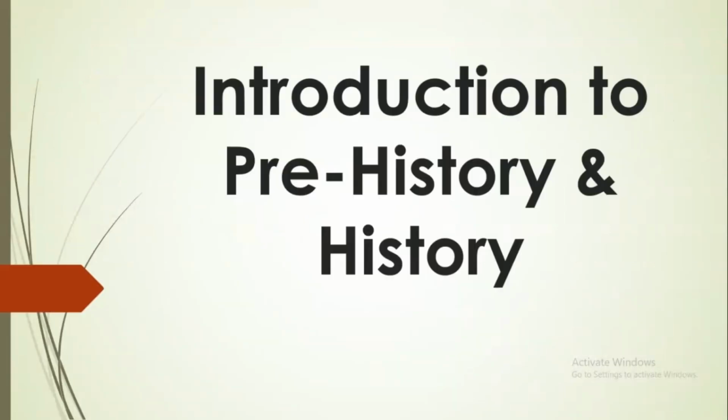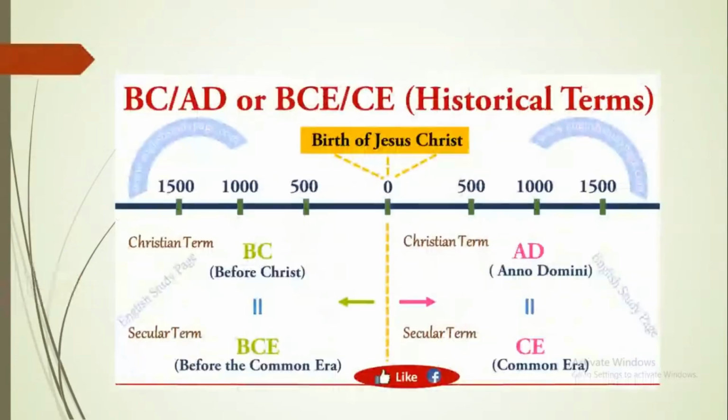So, introduction to prehistory and history. I'm going to explain different historical terms here: BC, AD, BCE, and CE. What are these terms? BC is basically related to the birth of Jesus Christ. BC means before Christ, right? Before Christ is called BC, and AD is Anno Domini. It means after the birth of Jesus Christ.